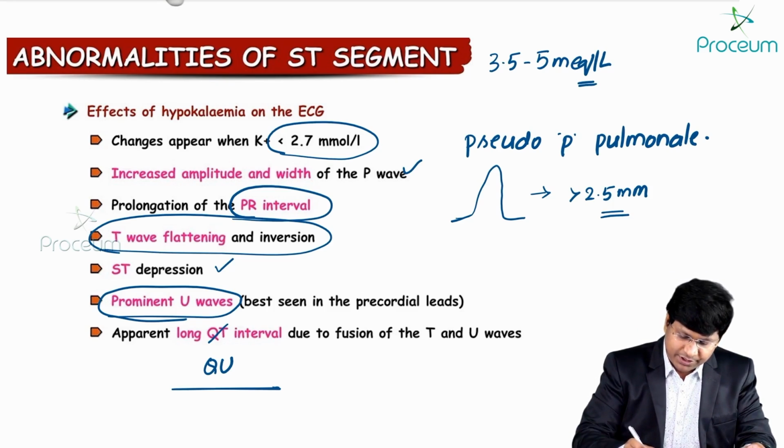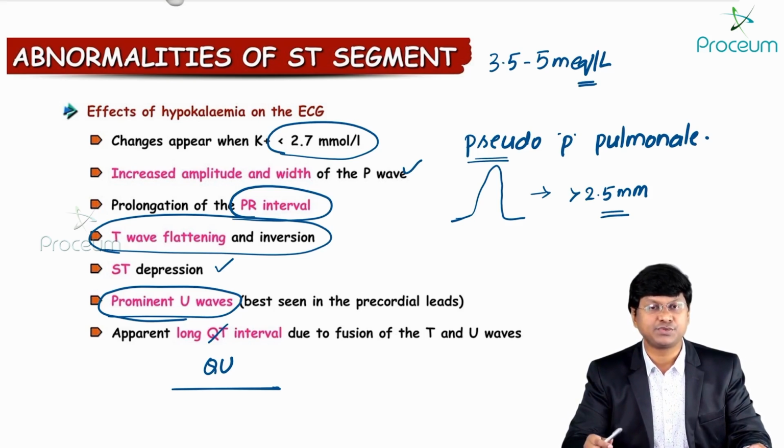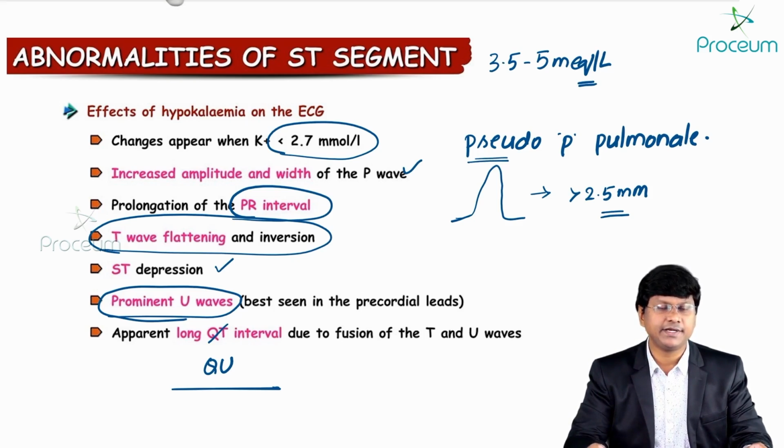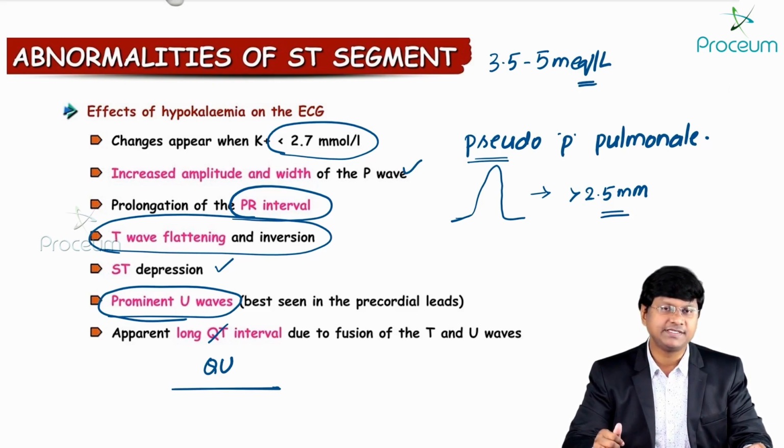And why do we use this word pseudo? Because actually you will have P pulmonale in patients with right atrial hypertrophy secondary to tricuspid stenosis, or secondary to pulmonary stenosis, or secondary to pulmonary hypertension. But in these patients with hypokalemia, in the absence of right atrial hypertrophy, the individual is having an increase in the amplitude of the P wave, and that is the reason why it is called pseudo P pulmonale. Now you see one ECG also related to your hypokalemia.